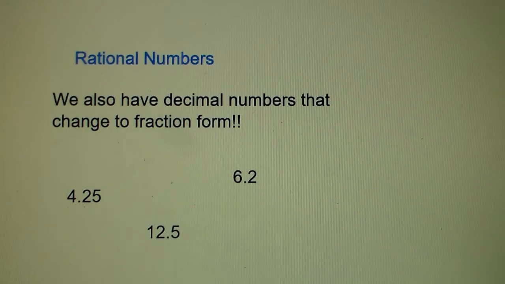Rational numbers. That includes the decimal numbers like 6.2, 12.5, 4.25, 1/8, and it has an endpoint. So it means we could also change this decimal into a fraction. So when decimals have an ending, it stops after a certain amount of decimals. We could turn it into a fraction. That means it's going to be a rational number.